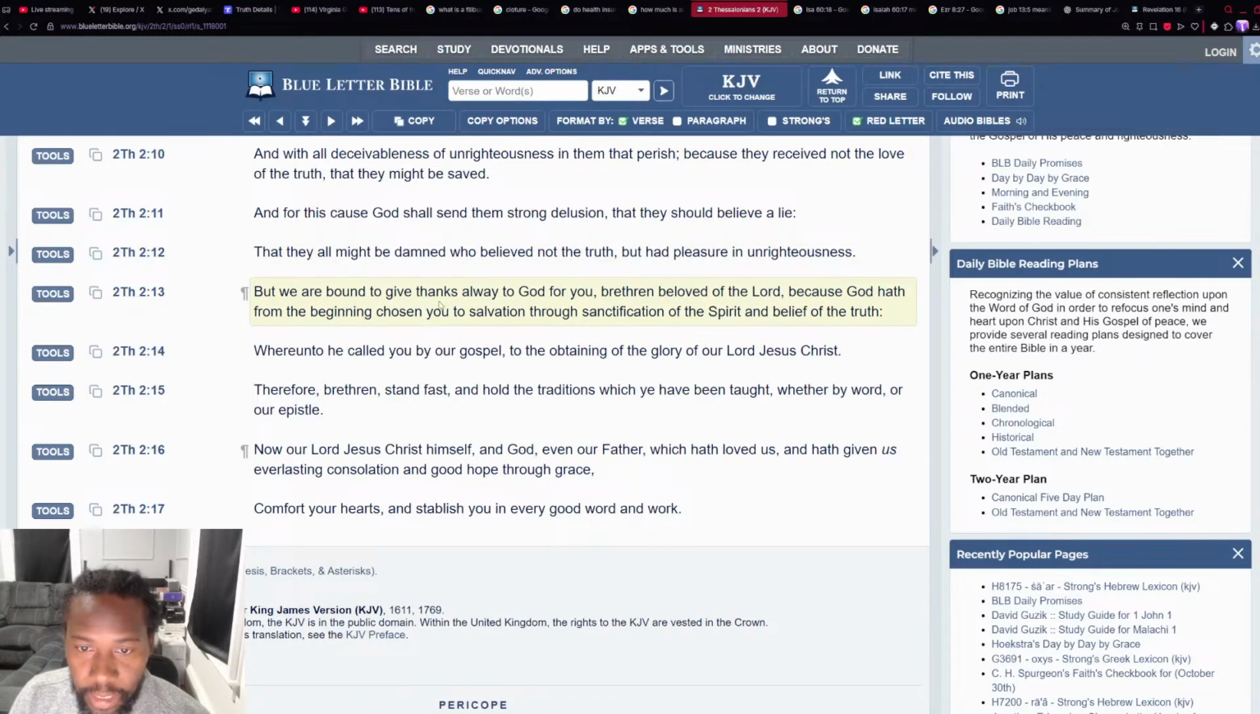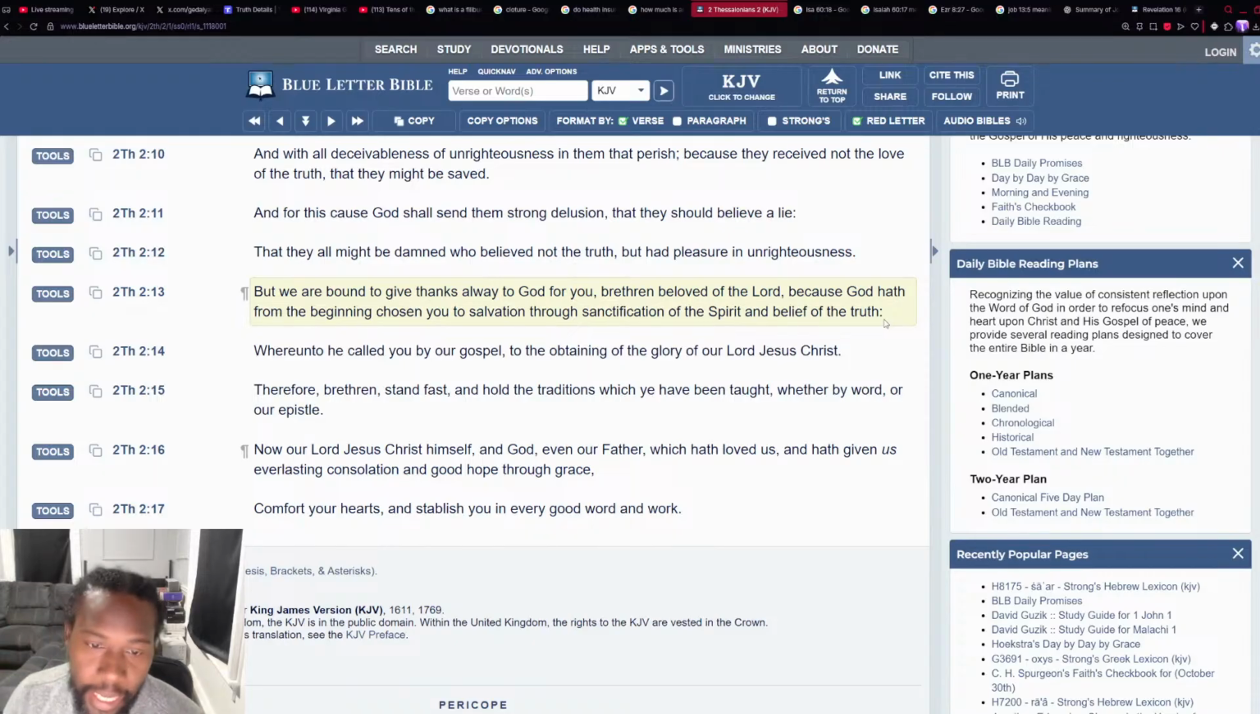But we are bound to give thanks always to God for you, brethren, beloved of the Lord, because God have from the beginning chosen you to salvation through sanctification of the Spirit and belief of the truth. So we're sanctified with the Spirit. That's why we believe this truth, because we were chosen. Lord willing, be a part of that number. Okay, the elect were chosen from the beginning. Okay, they were ordained to receive this truth in this time.